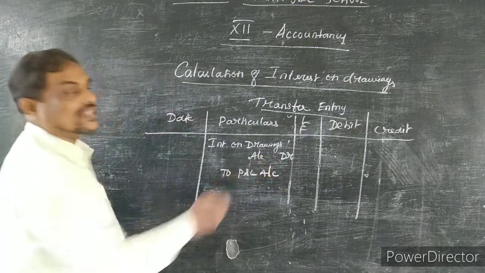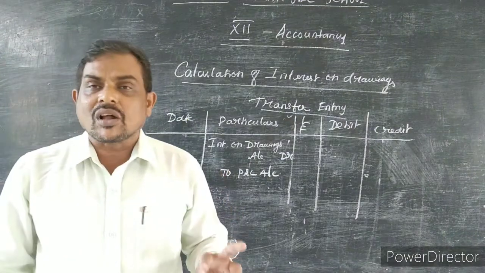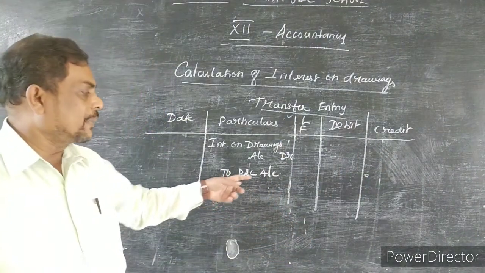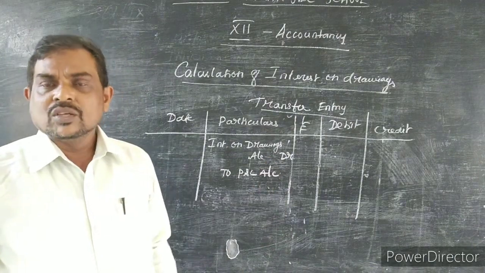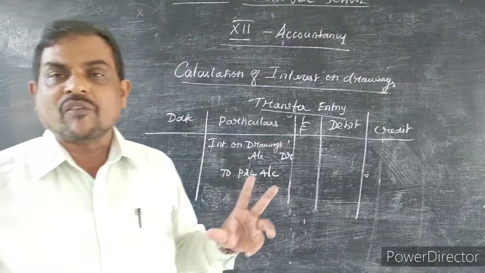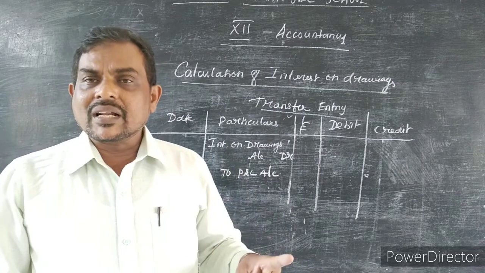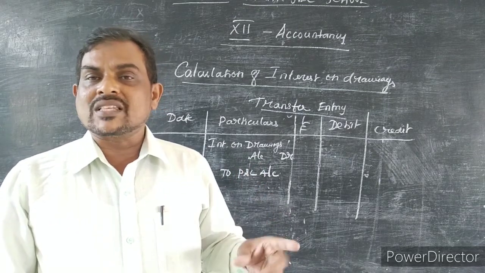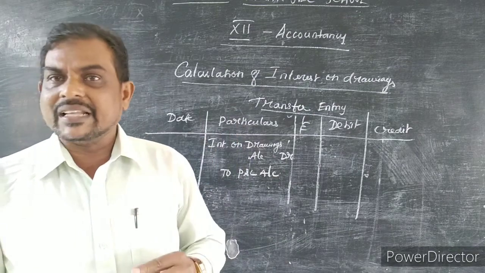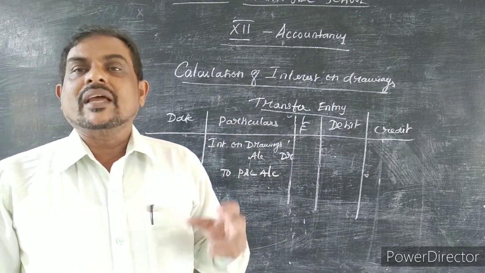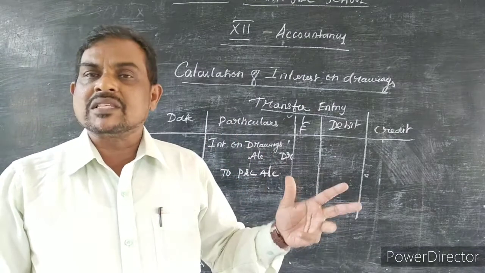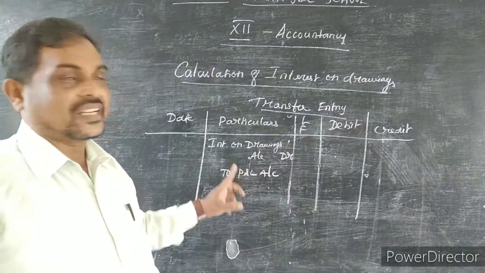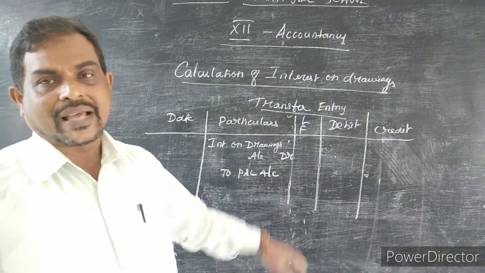Why is the P and L account credited? Because interest on drawings will be credited in the P and L account. That is why here the P and L account is credited. Okay. So usually while you are preparing the profit and loss account, interest on capital is an expense. That is why interest on capital is debited in the P and L account. Likewise, interest on drawings is income for the business. That is why in the P and L account, interest on drawings will be credited. So that is why here the P and L account has come.